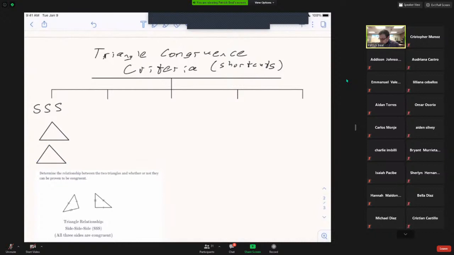So for side, side, side to work, you need to know that all three sides are congruent, but you don't need to know any of the angles. But you need to know that all three sides of one triangle are congruent to all three sides of another triangle. Does that make sense? It's a shortcut. The shortcut here is you don't need to know any of the angles.